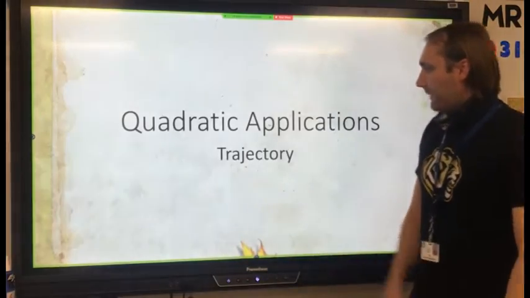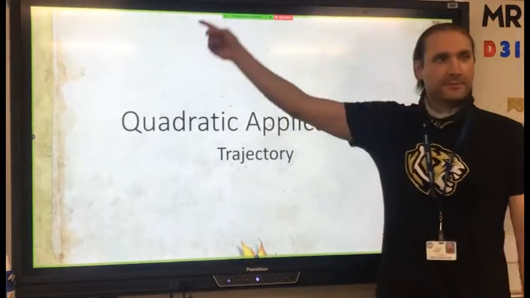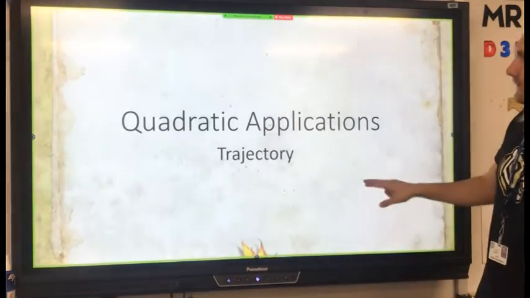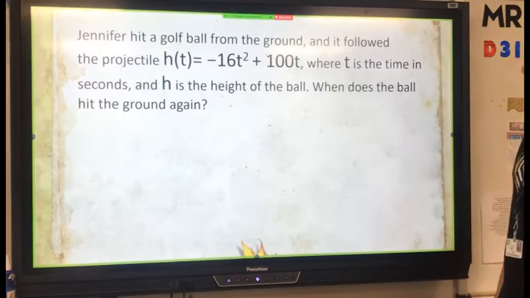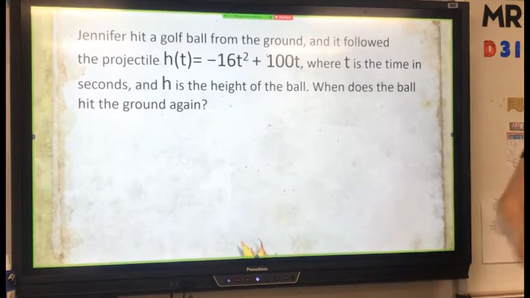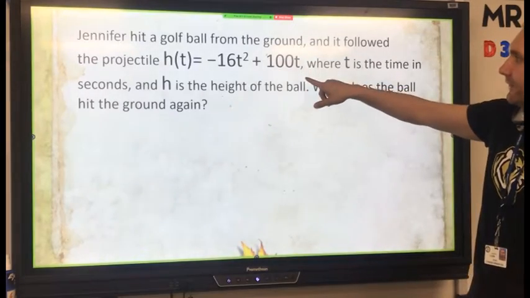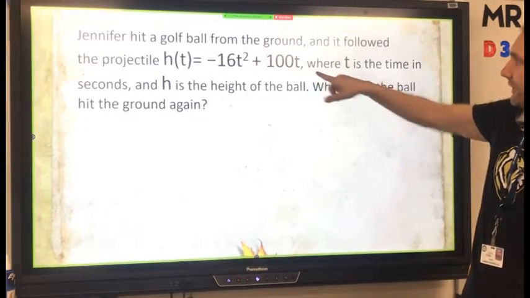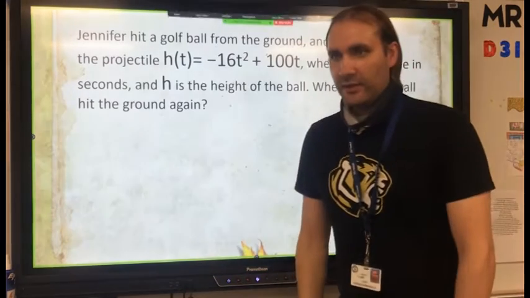Our last quadratic application we're going to look at involves trajectory. We know that what goes up has to come down, and that kind of models a quadratic. So let's look at this first one. Jennifer hit a golf ball from the ground, and it followed the projectile path h = -16t squared plus 100t, where t is the time in seconds and h is the height of the ball. When does the ball hit the ground?